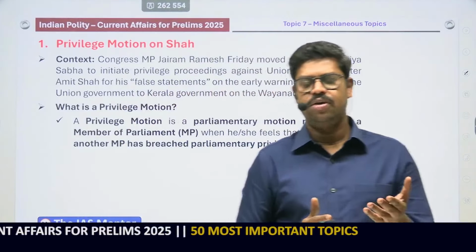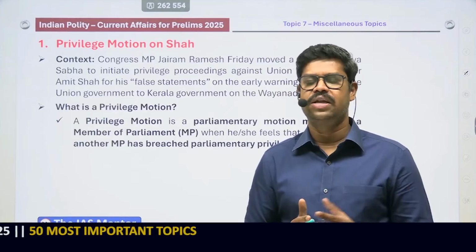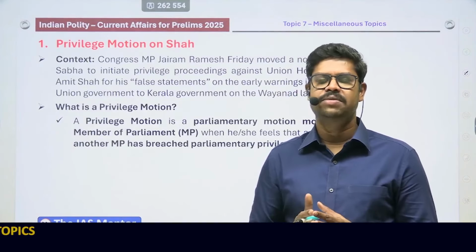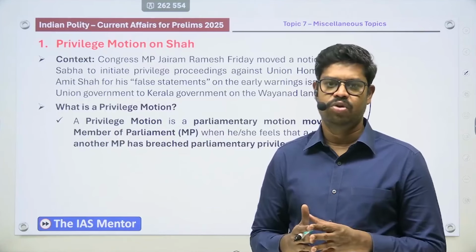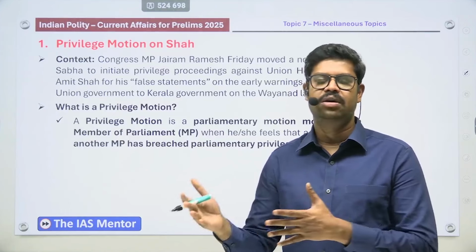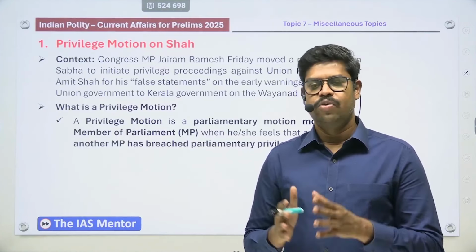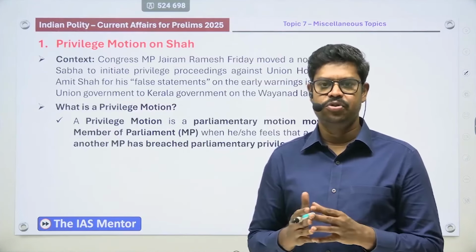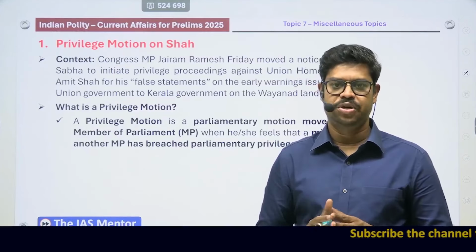We know that some time back there was a landslide and flood in Wayanad, and during the discussion in the parliament, Mr. Amit Shah said that the Kerala government had been issued a warning by the central authority, and in fact a red alert had been given before the natural disaster struck Wayanad. When this statement was made by Mr. Amit Shah, there was an allegation from the opposition party that this is a misleading statement. There is no fact behind this particular statement.